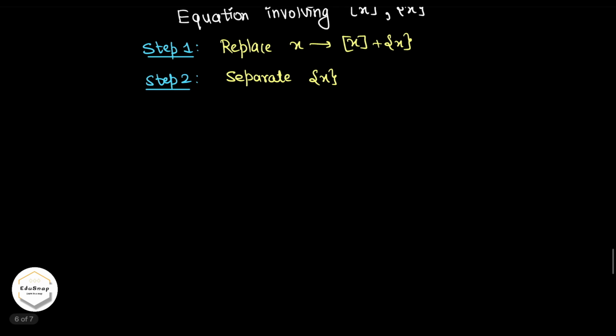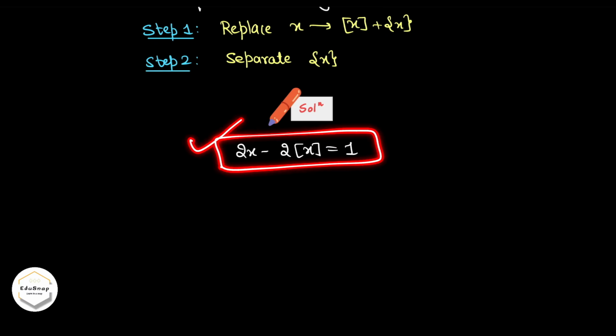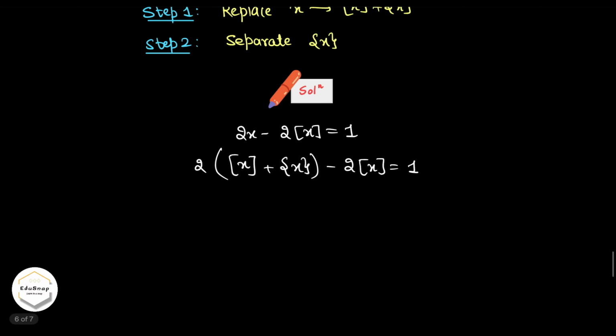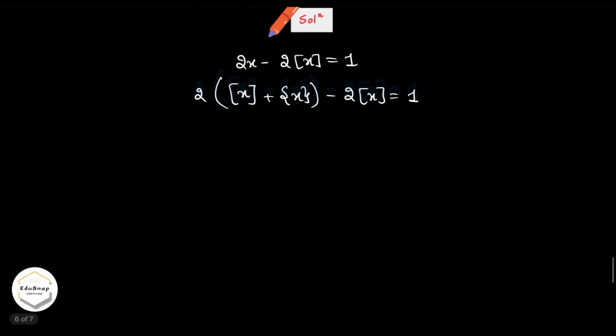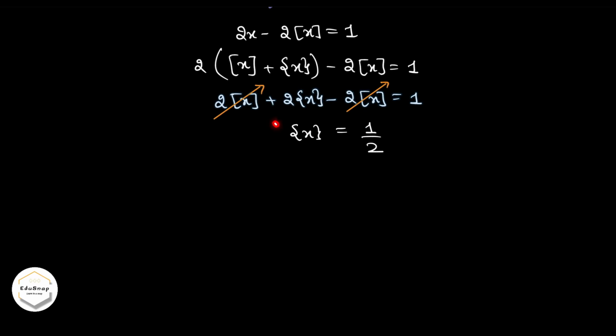Now let's start the solution part here. If you observe this equation, we are going to apply step 1, that is, replace the x. So if I replace the x here, I have this one, is it? Yes. Now if you multiply this 2 with these terms, what will you get? You will get 2 times the greatest integer x and 2 times the fractional part of x, and we have minus 2 times the greatest integer x. So quite obviously, these two are going to be cancelled out here. Yes. Now next we are left with this equation.